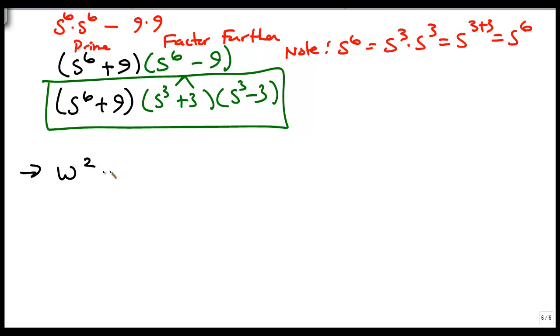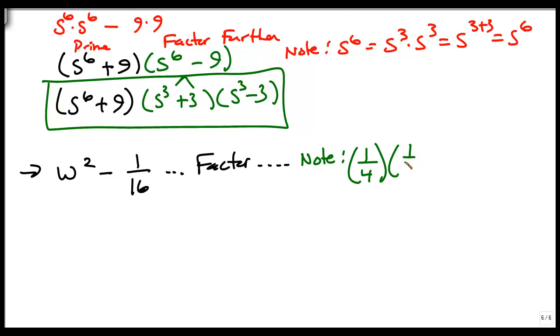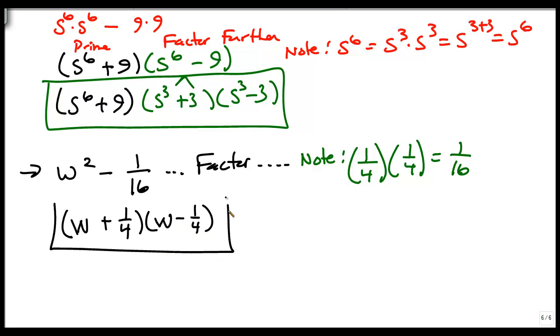Let's look at one with a fraction, w squared minus 1 over 16. Now this is the difference of perfect squares as well, because on this one, let's note 1/4 times 1/4 equals 1 over 16. So it's a difference of perfect squares. The square root of w squared is w. The square root of 1/16 is 1/4, and of course we use the conjugate. So this checks as well. So these can not only show up with variables and everything else, we can also look at these in terms of fractions.